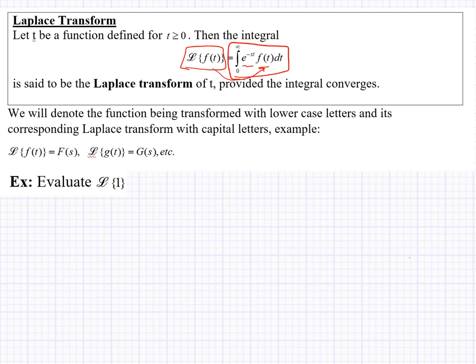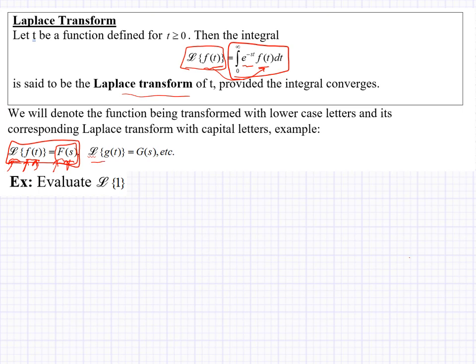But if the integral converges, then the answer we get out of it is what the Laplace transform for f of t would be. Okay? If the integral diverges, then the function f of t just does not have a Laplace transform. We'll use this notation down here, where if we apply the Laplace transform to a function f of t, we should get a function of s, and we'll use a capital F of s to denote it. So lowercase f for the function that goes into the Laplace transform, capital letter F for the function that comes out. A function of t goes in, a function of s comes out.